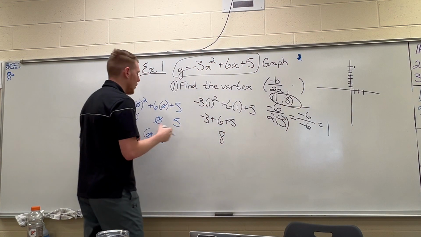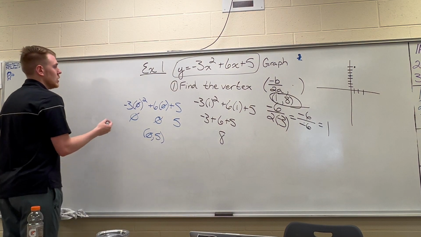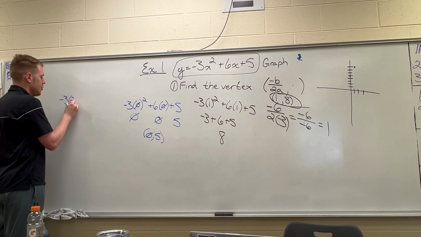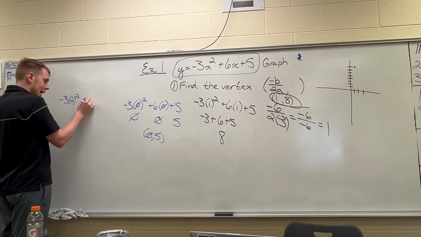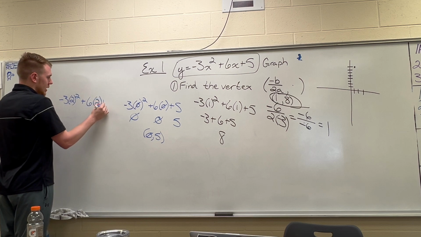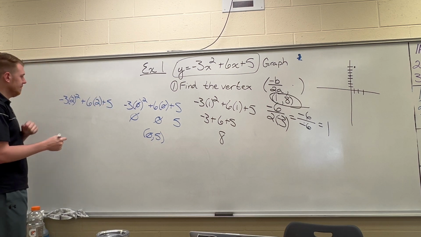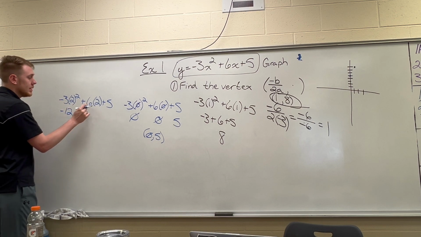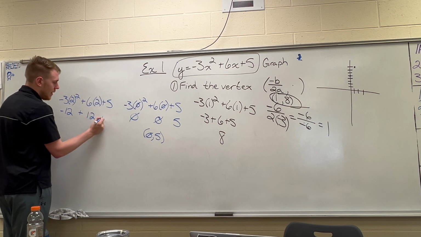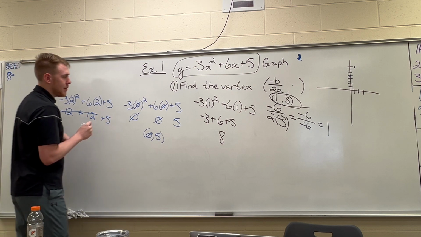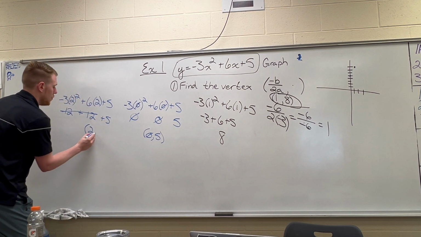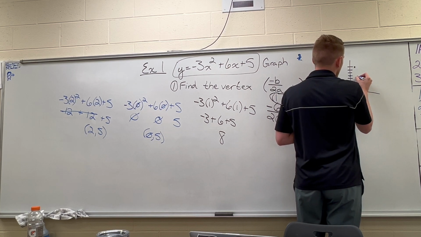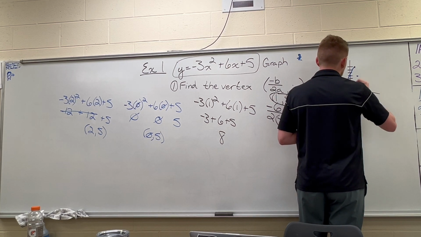Now I need to plug in 2. I need to go on the other side of the 1 of the vertex. So I can take negative 3 times 2 squared plus 6 times 2 plus 5. 2 squared is 4. 4 times negative 3 is negative 12. 6 times 2, 12. Plus 5. These cancel out. What I'm left with is 5. My point is then (2, 5). So I can come over here, point 2, up 5. There you go.